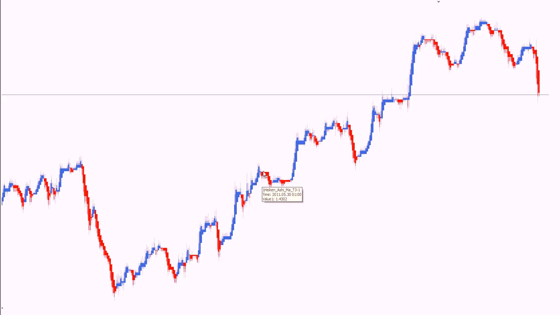Every time after the retrace we can get into the trend here, just waiting for the signal, a blue Heiken Ashi candle. So that was a nice, pretty uptrend here, and at that point finally we broke the low here of that period of red Heiken Ashi candles, so that would be a short signal.